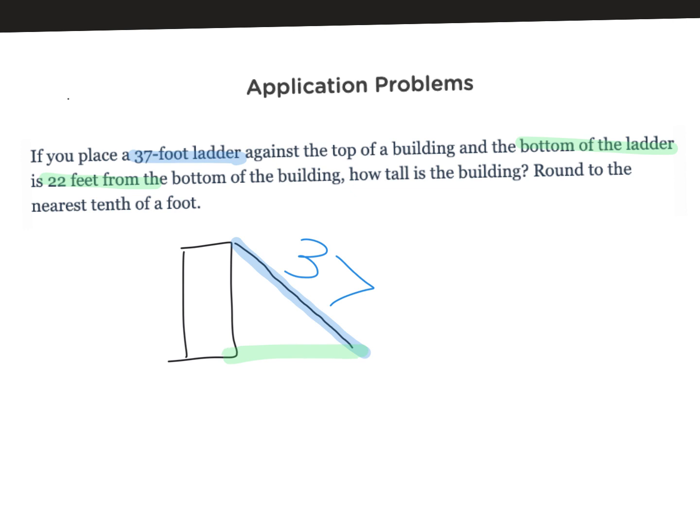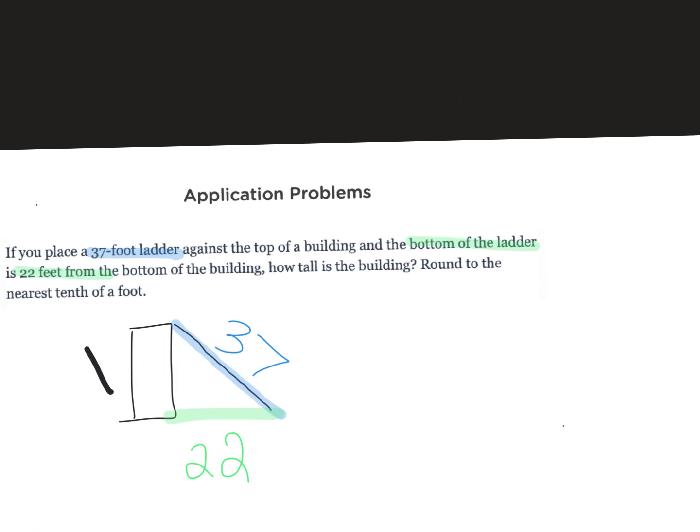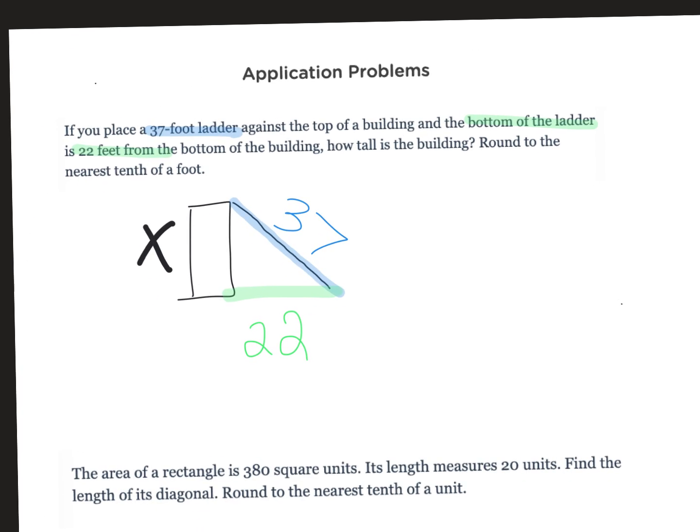So look at what that little problem makes. It makes a little imaginary right triangle. And it's asking how tall is the building. So you're trying to figure out how tall that building is. You guys know what to do. This part I'm going to do pretty quickly because I think the point of this lesson is really just for you to know how to set them up, right? So I'm going to do this part pretty quickly.